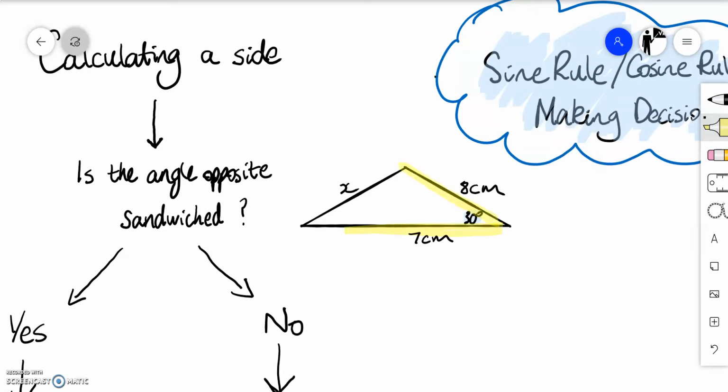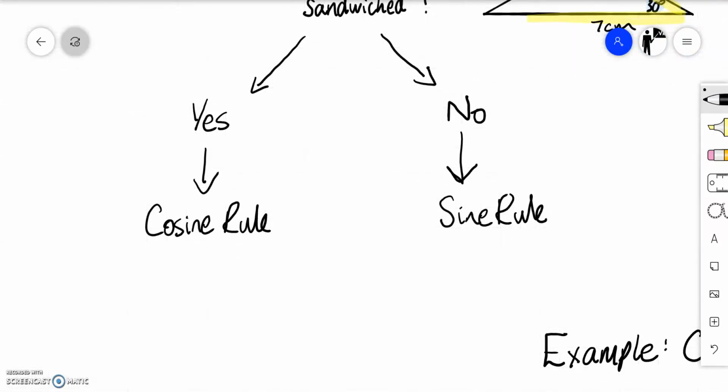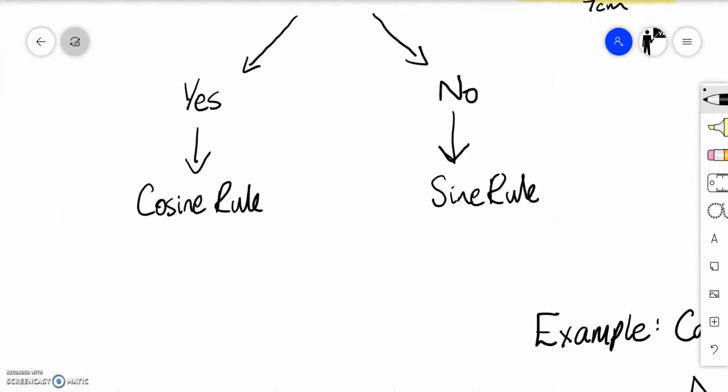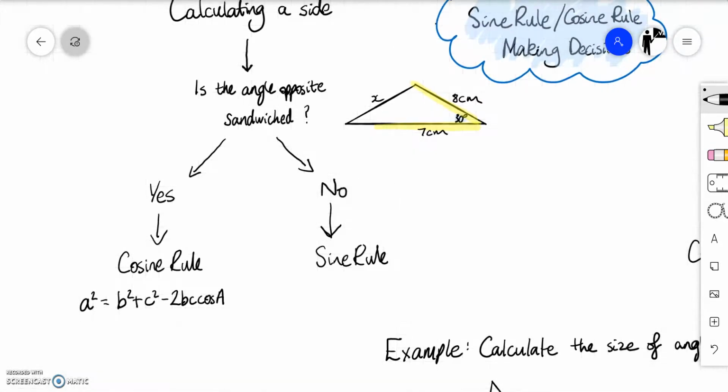So I would refer to this as being a sandwiched angle because I have these pieces of information here. So if we're looking for a side and if the angle is sandwiched, then we're going to use the cosine rule. And when we're looking for a side, it would be the lowercase a squared equals b squared plus c squared minus 2bc cos A.